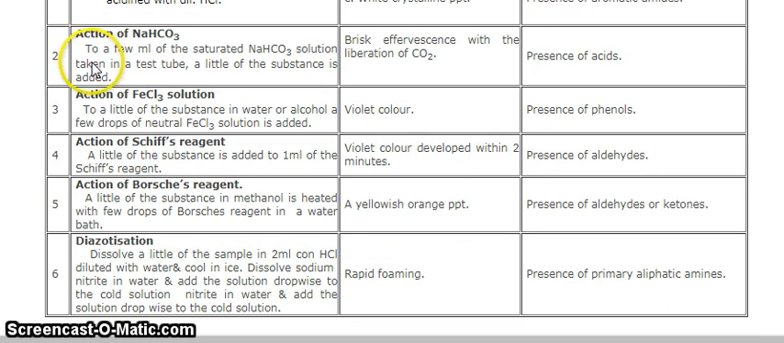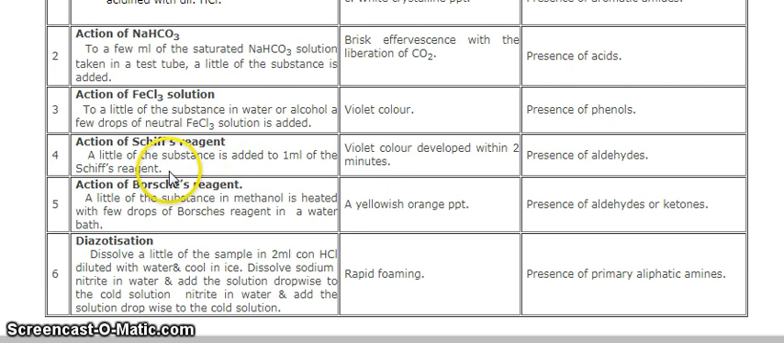Then another experiment. To a few ml of saturated sodium bicarbonate solution taken in a test tube, a little of the substance is added. Brisk effervescence with the liberation of CO2: presence of acid. Action of ferric chloride solution. To a little of the substance in water or alcohol, a few drops of neutral ferric chloride solution is added. Violet color: presence of phenols.